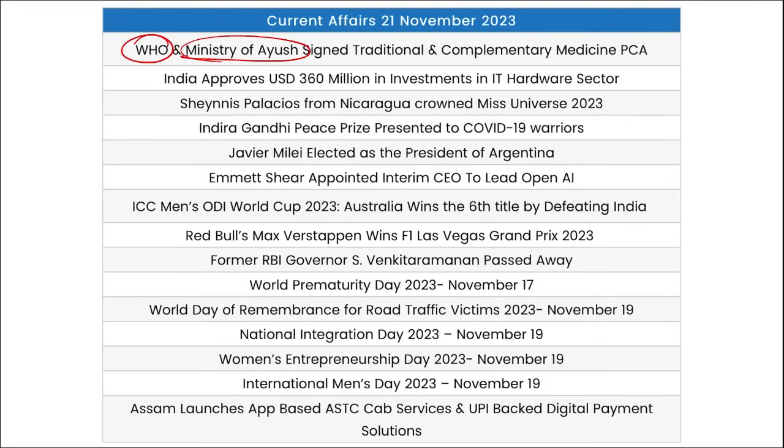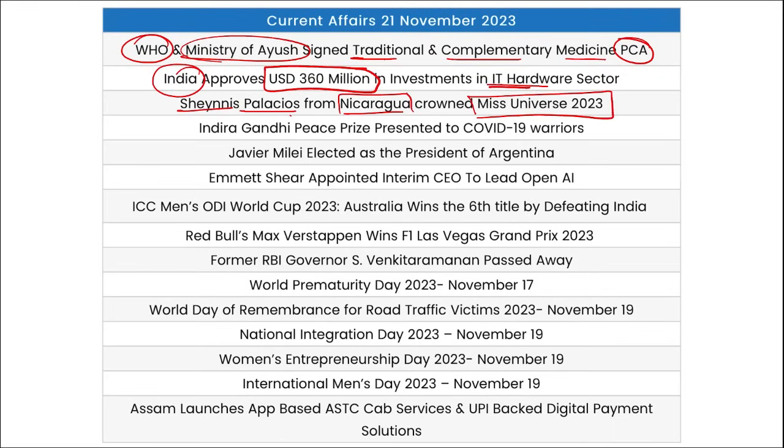WHO and Ministry of Ayush signed a traditional and complementary medicine PCA. India approved $360 million investment in IT hardware sector. Sheynnis Palacios, she is from Nicaragua, and she has been crowned Miss Universe 2023. Then Indira Gandhi Peace Prize was presented to COVID-19 warriors. Javier Milei has been elected as the president of Argentina. Emmett Shear appointed as the interim CEO to lead OpenAI.